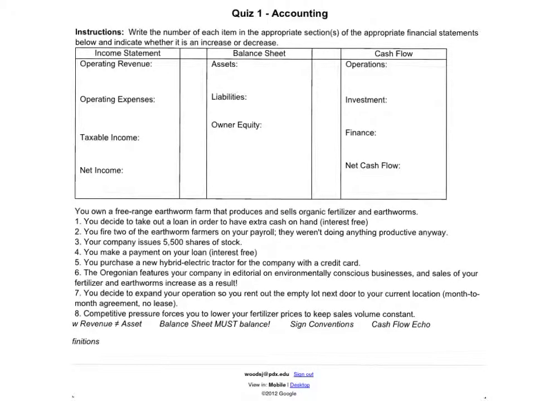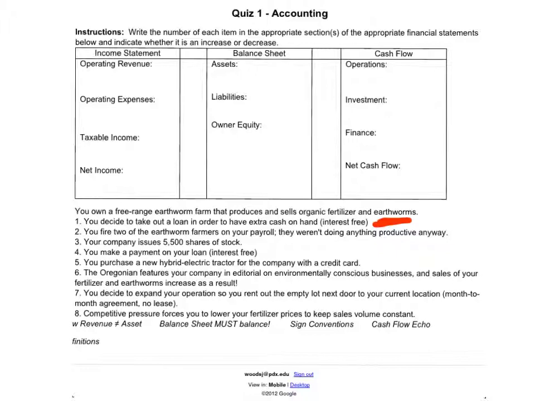Hi, I wanted to give you an explanation for essential question number 1 that was given on April 30th, 2012. What we're looking at here is a free-range earthworm farm that produces and sells organic fertilizer and earthworms. You'll notice that the examples start getting a little strange after a while, but you'll find that the transactions are pretty similar to the ones that you've seen before.